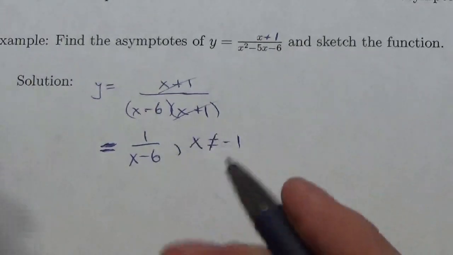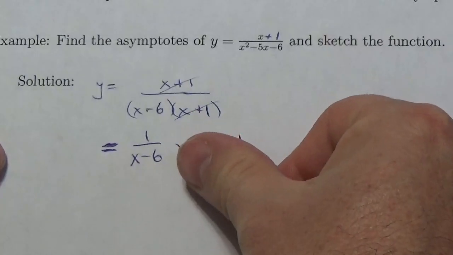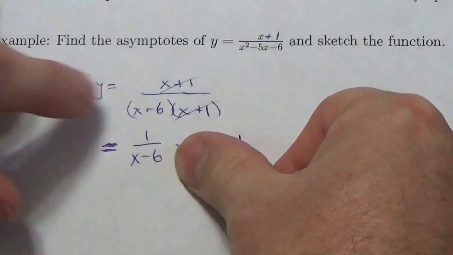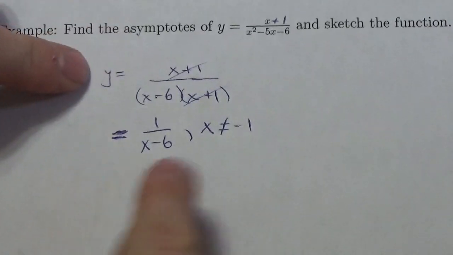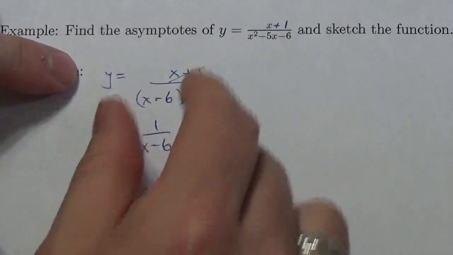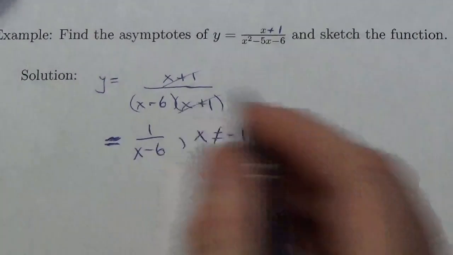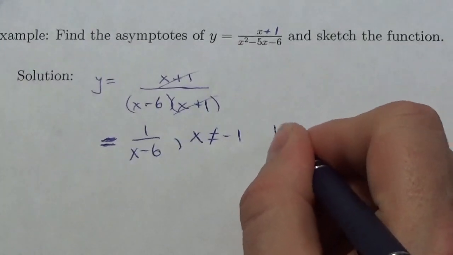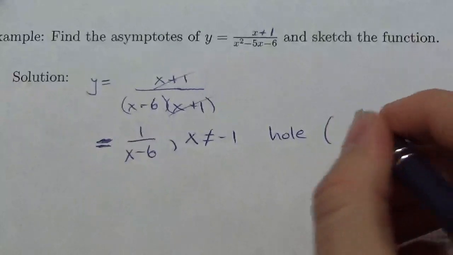And that right there is the essence of the removable discontinuity. By canceling, I've gotten rid of the part of this thing that actually is undefined. Now, in order to maintain equality, I actually have to state that. This is in a simpler form, but they're not equal until I write this restriction there. And actually, that gives me right there that hole. Okay? That hole in the graph, and I've already figured out what it was.